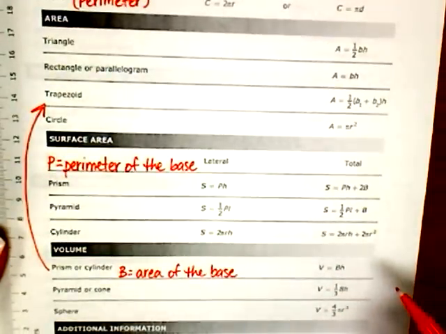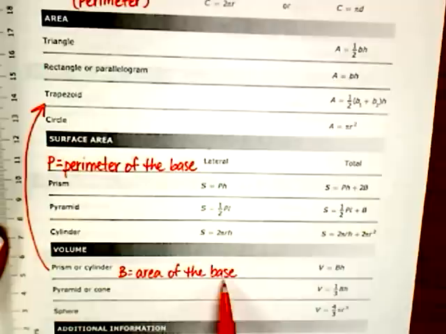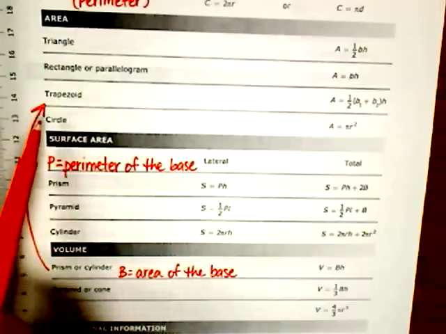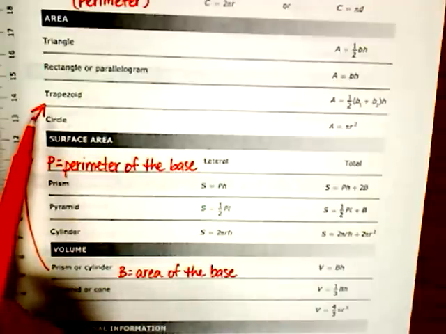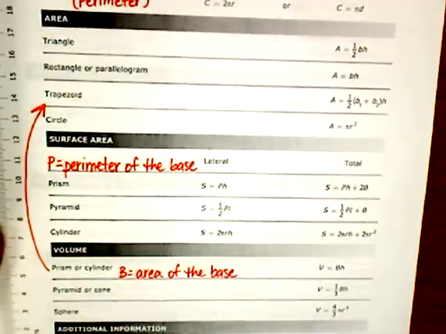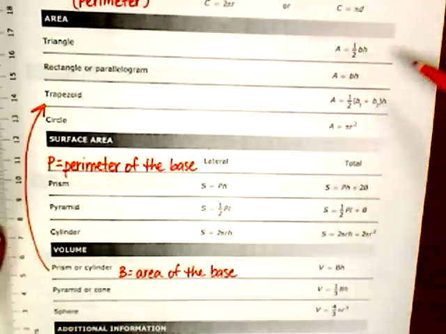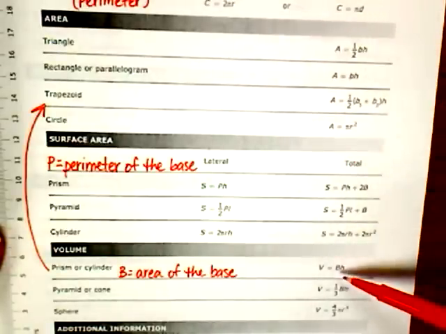If you look down here at the volume section, you'll notice that we have a big B in several of the formulas, and you need to know that big B actually represents the area of the base, which means what we are doing is taking a trip up to the area section of our formula chart. When you have a three-dimensional figure, you're going to identify the shape of the base, which is going to be one of these. You're going to find the area and put it in for big B.